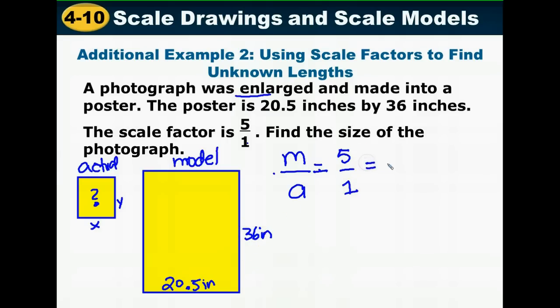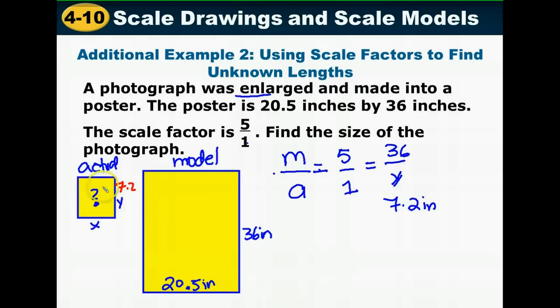So it was 36 on the model. So if it was 36 on the model, then I can figure out what y is. Okay, and then here we can do 36 times 1, which is 36, and then we divide by 5. Let me bring up my calculator here. Okay, so on the calculator, when we do 36 divided by 5, we get that the width will be 7.2 inches. So this right here was 7.2.